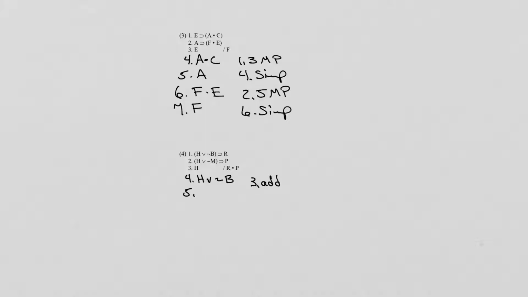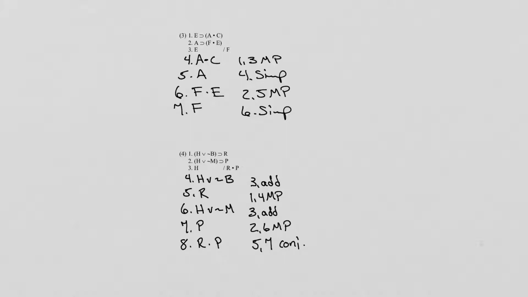And since we have the modus ponens all set up, we'll use line 1 and 4, and we'll get R. And then we're going to have to do the same thing. We'll take that H again. You can reuse it as many times as you want. This time we're going to add a not M. So we'll do the same thing. We'll say 3, add. And then we're going to use it with line 2 in order to get that P out. So 2 and 6, modus ponens. And the last step is just bring them together. So we're just going to do 5 and 7, and we'll conjunct them.